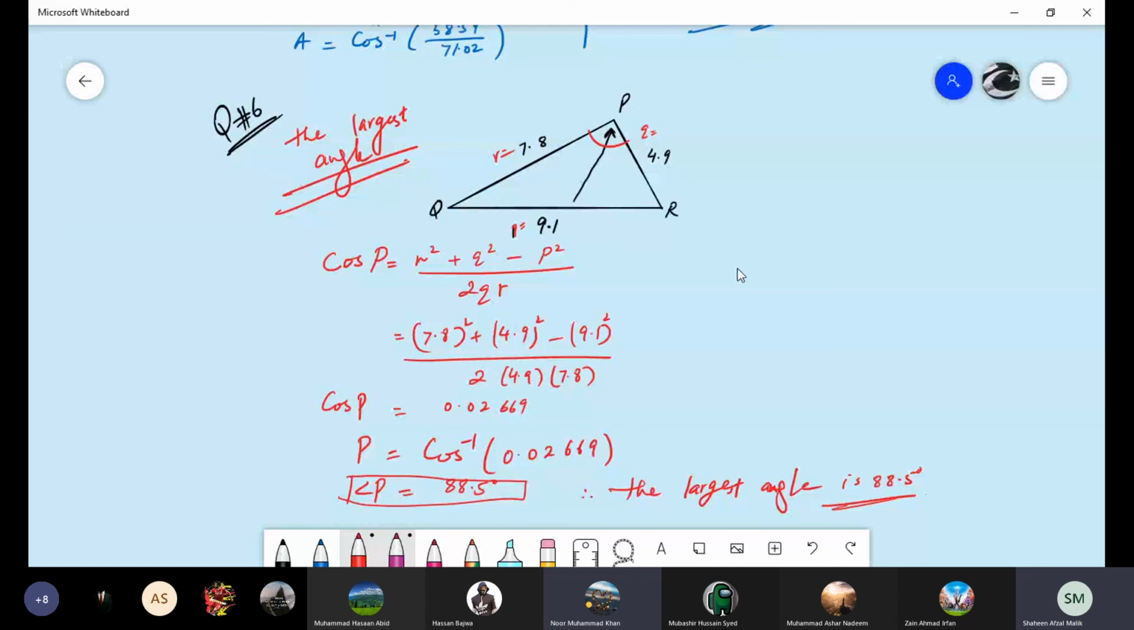Yes. So remember that when we are talking about the smallest side and the smallest angle, the smallest angle is always opposite to the smallest side. All the angles of the triangle depend on the sides.